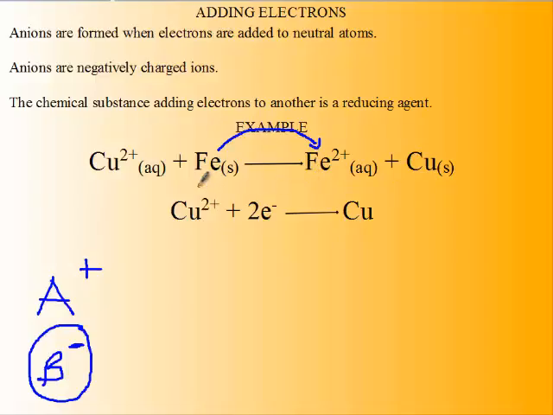What this means is that iron is a reducing agent. Why? Because it has donated electrons to copper. It has reduced copper from a +2 state to 0. So the reduction is taking place in copper, but iron is causing the reduction because iron is giving copper more electrons. Okay, iron is giving copper more electrons.